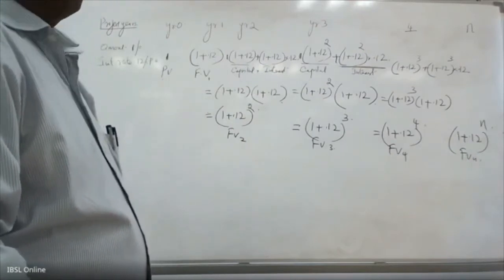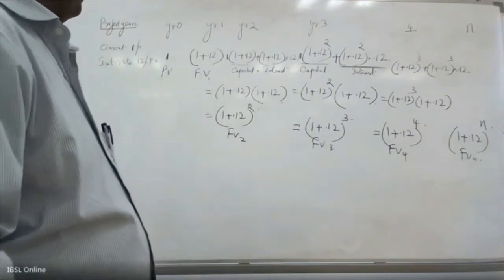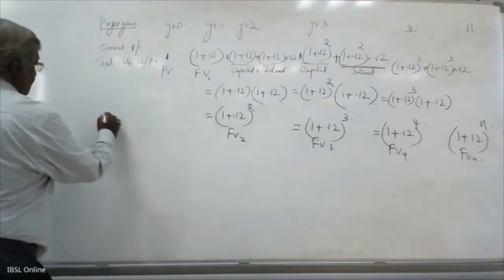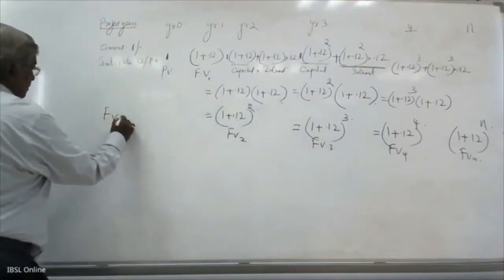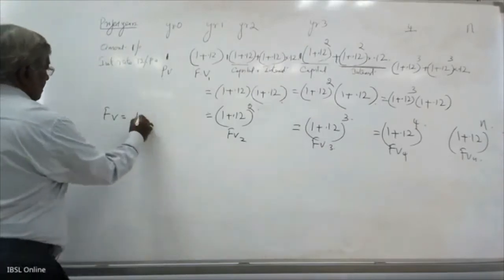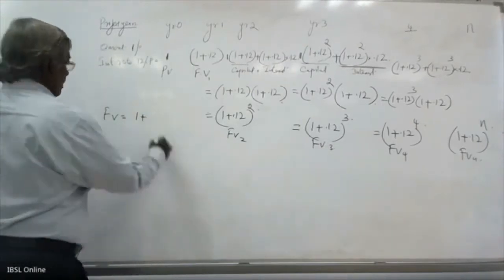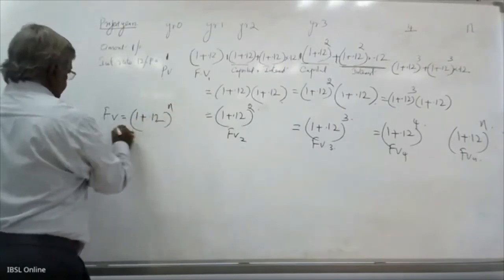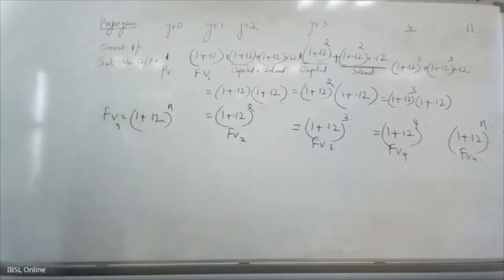So if we develop a common formula, what we can say is that the future value in the nth year is equal to 1 plus 0.12 to the power n.